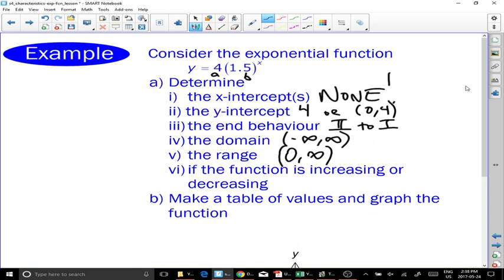Is the function increasing or decreasing? Now this one, we have to actually think about a little bit, but we don't have to graph it. Is it increasing or decreasing? What's that? Why? This right here is bigger than 1, so it is increasing.